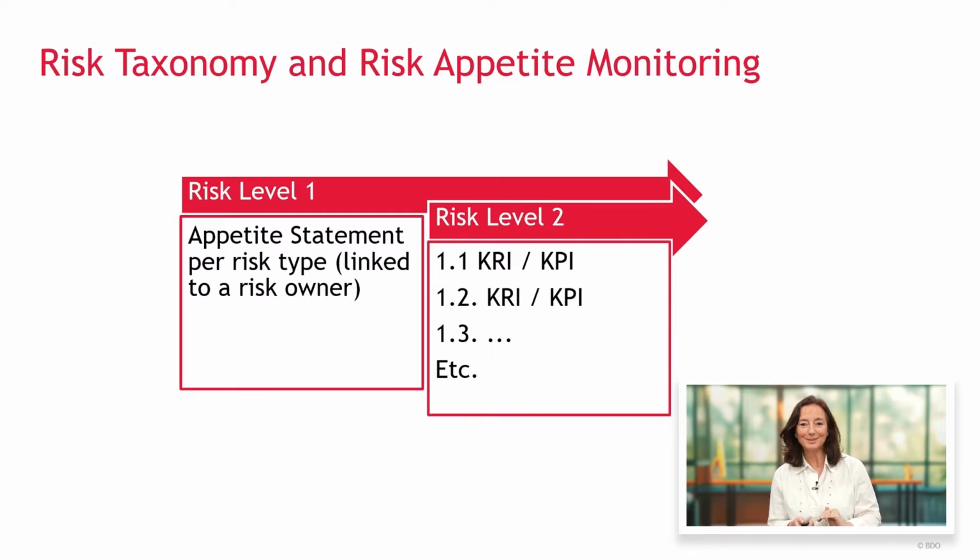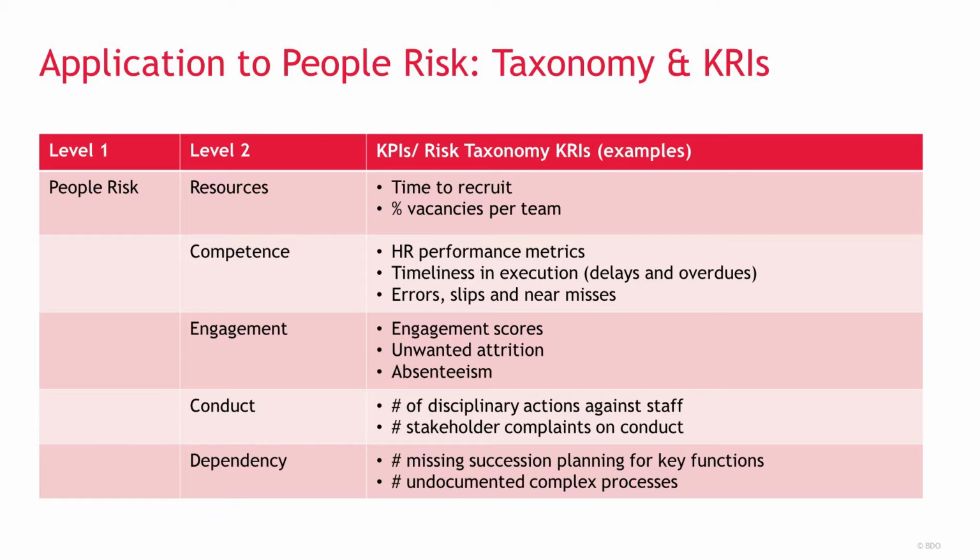Now, in case you're a bit puzzled, I have an illustration for you. This is an example of people risk with level 1 taxonomy, people risk, level 2 resourcing. So do I have enough hands on desks, competence of my staff, engagement of my staff, conduct, and dependency. Do I have some dependency, key man risk? And also here, in a very succinct way, some examples of KPIs and KRIs linked to the taxonomy for resources, time to recruit, percentage vacancies per team, etc., etc. I'll let you read this in your own time.